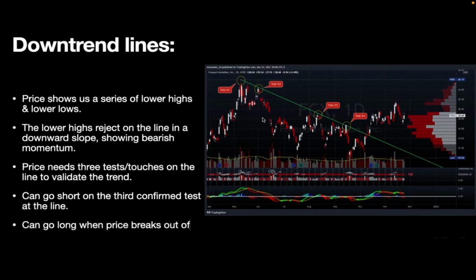And also, you can go long when price breaks out. So this is a perfect example on FCX.